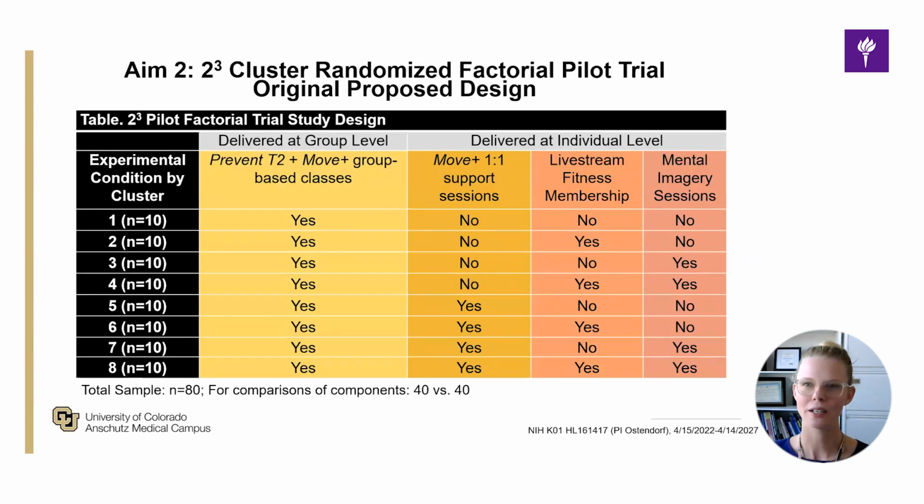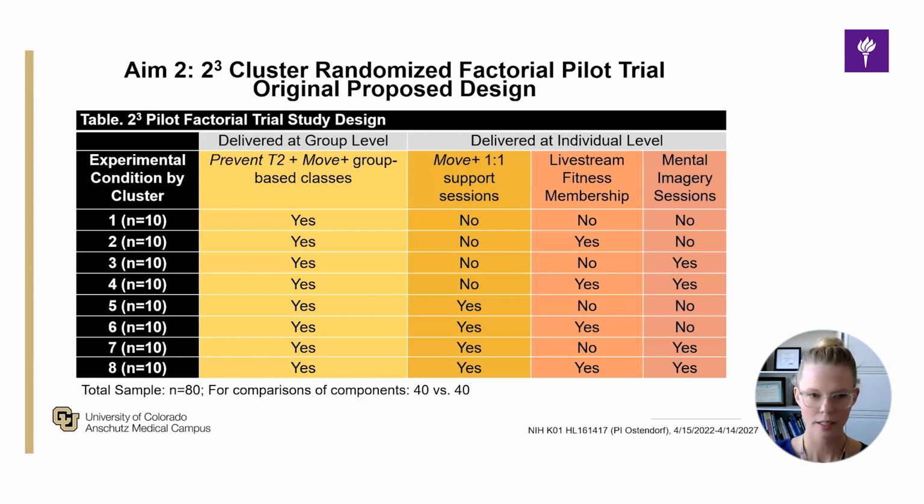All right, so getting to aim 2, this is where the meat of the presentation is here. So my original design was a 2 to the 3rd cluster-randomized factorial pilot trial. And so this was a figure that I put in the grant, and I said, in our constant component, everyone is getting the Prevent T2 and the MOVE group-based classes. And that constant component is delivered at the level of the group. And then we had 3 other components that we would randomize people to receive, all delivered at the level of the individual. And that included the one-on-one support sessions, the live stream fitness membership, and the mental imagery sessions.